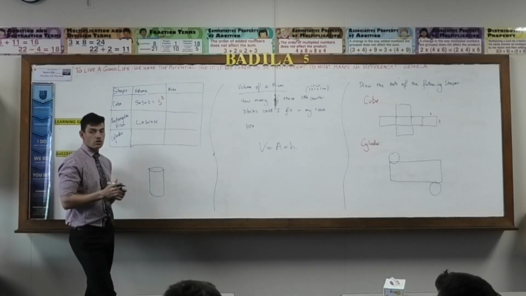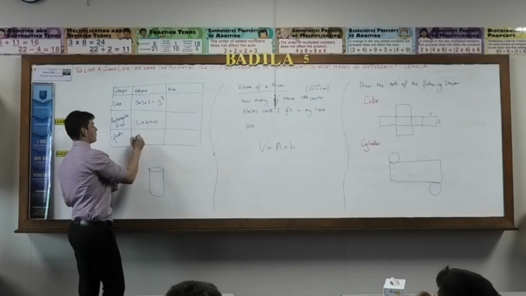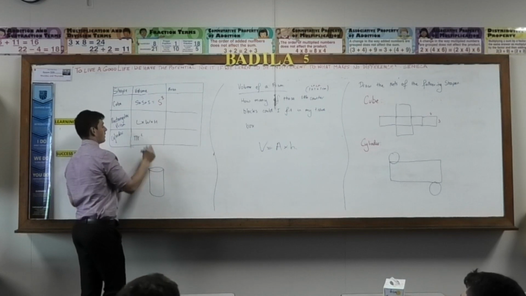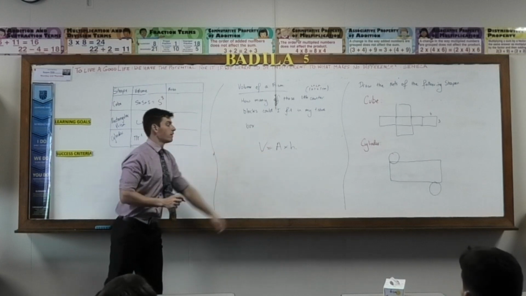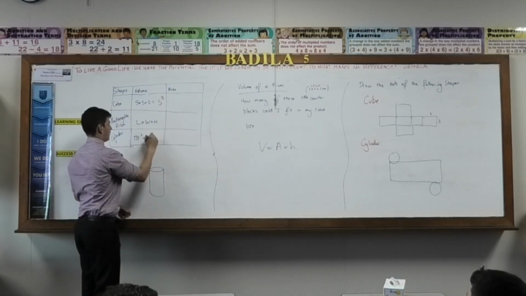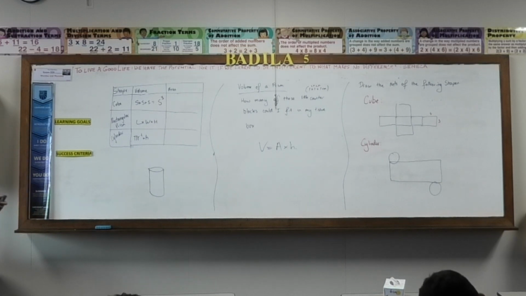So what's the area of a circle? Pi r squared. So my area is pi r squared times height. So that is the volume of my cylinder.